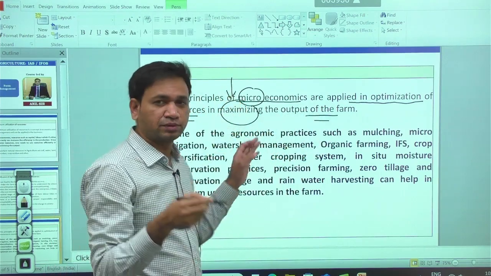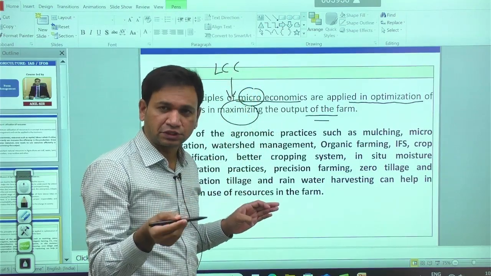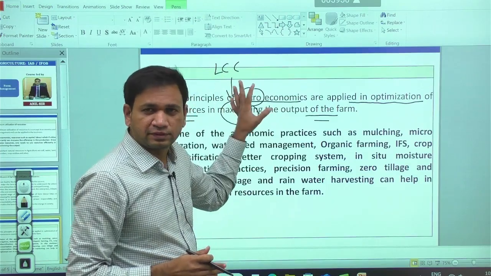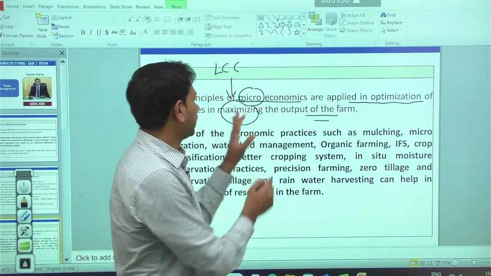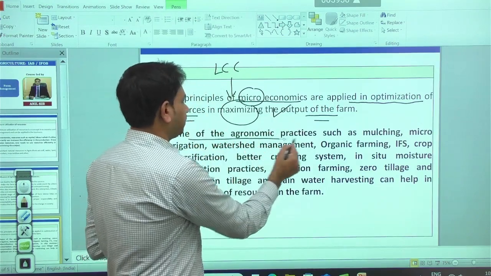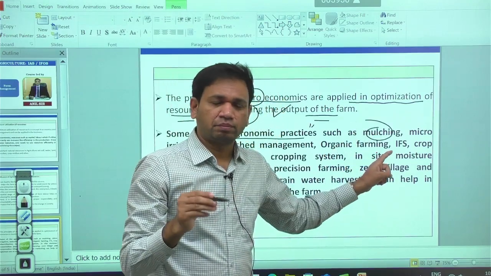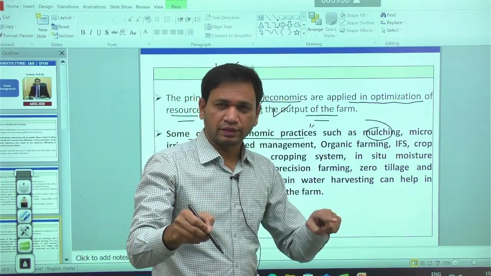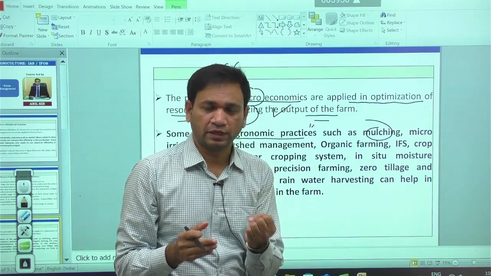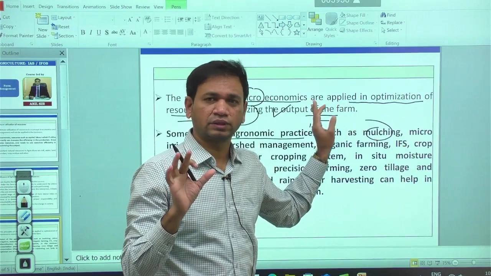So what are the principles we have in microeconomics? We have the opportunity cost principle, the principle of least cost combination, and the principle of diminishing returns, right? All these principles are applied in a given piece of land to maximize the output to the farmers. Then some agronomic practices such as mulching: whenever you apply mulching in a given area, conservation of soil and moisture is possible as much as possible, and naturally it builds fertility in the soil. That is one role we have in the use of resources.